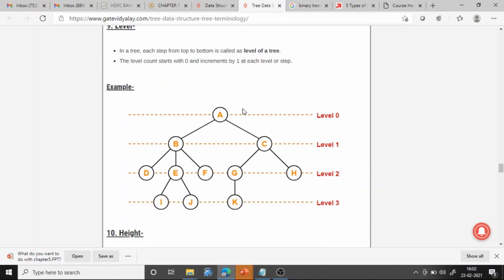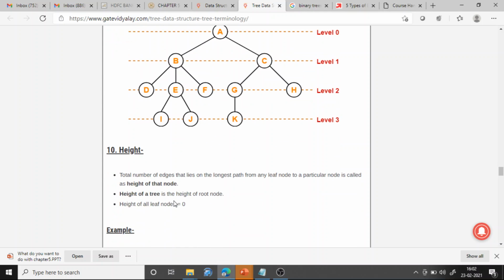Level. We have already discussed level. Previously in the slide we discussed root as level 1, so generally it is level 1, level 2, but here they are calling it level 0. Different authors specify it in different ways. As per our textbook, let us assume root as level 1, the immediate descendants of root as level 2, the next as level 3, and the next as level 4.